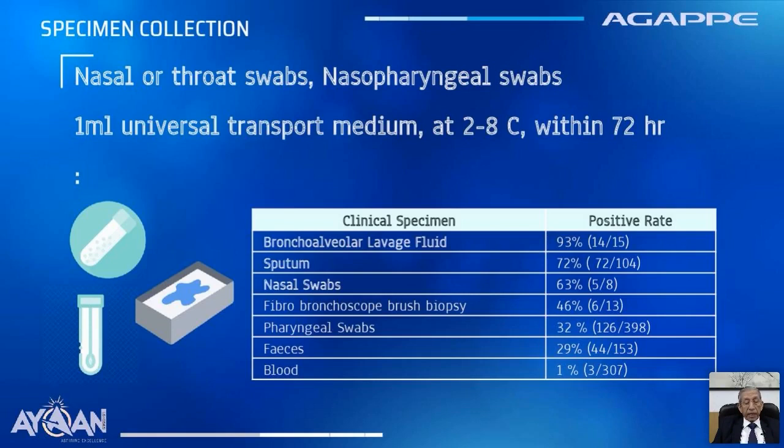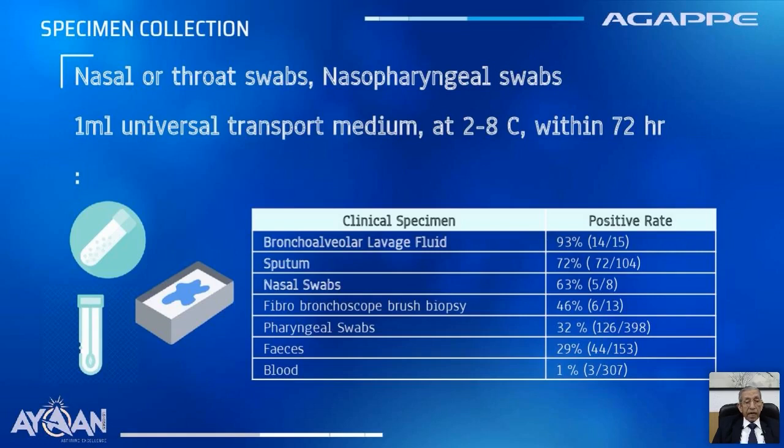Most of the false negative results will come because the swab is not taken from the correct area or because the transportation is not correct. This is a very important point to remember. Even though you do all the tests and get a negative result, that means that something may be wrong in your specimen collection and transportation.